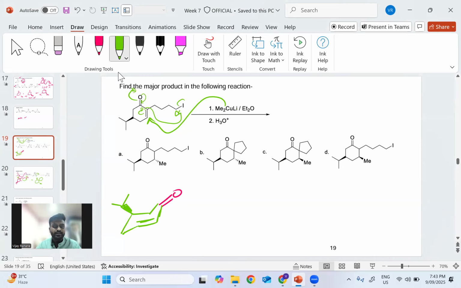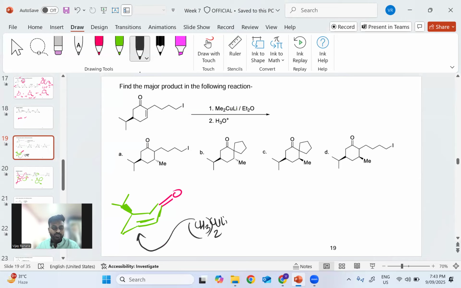Right. So if you look here, the attack takes place on the downside. Why does this attack take place on the downside? This is the reason. If you look at the chair form, whenever this CH3CuLi attacks, the CH3 negative attacks on the bottom side, because the top side is completely sterically occupied by this isopropyl group. That's the reason the addition of this first methyl group takes place on the bottom side.